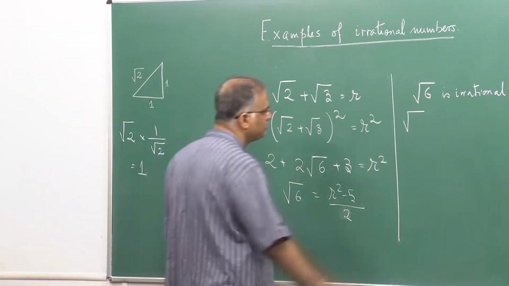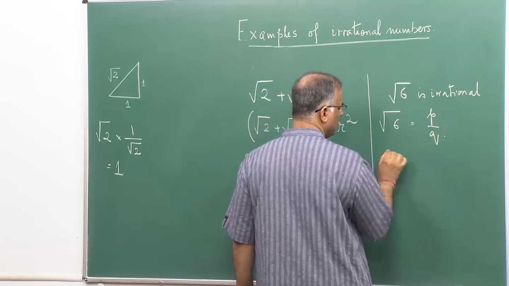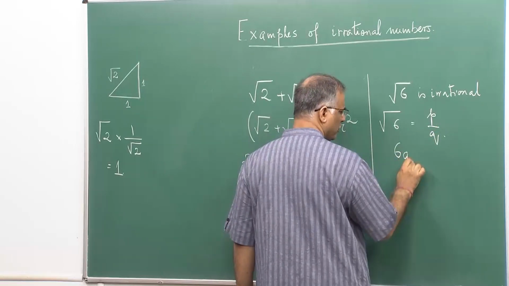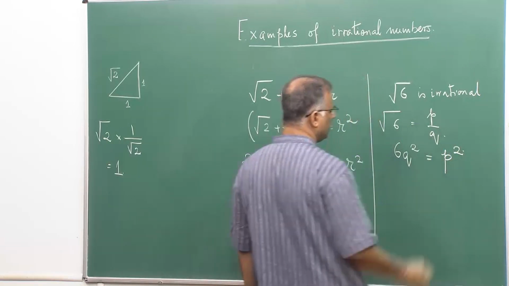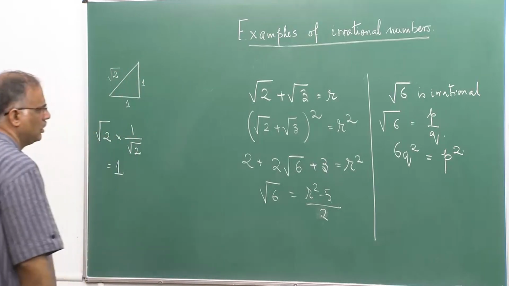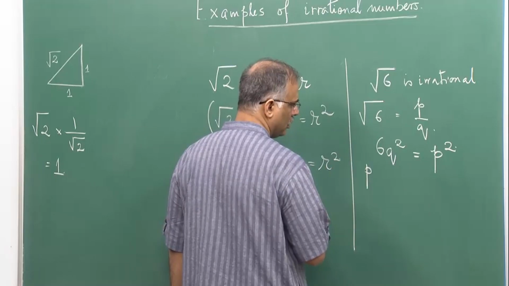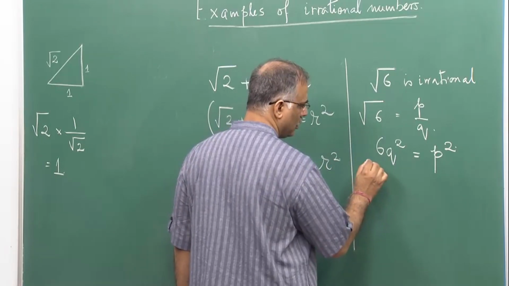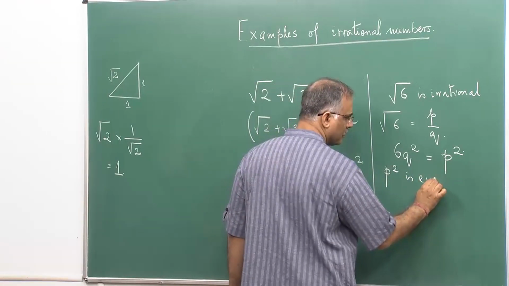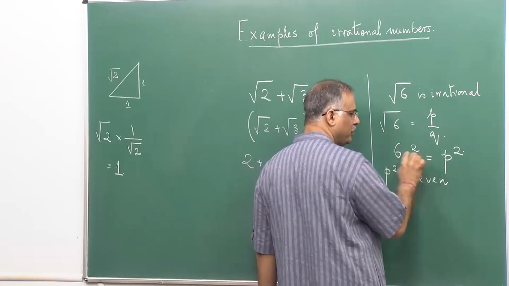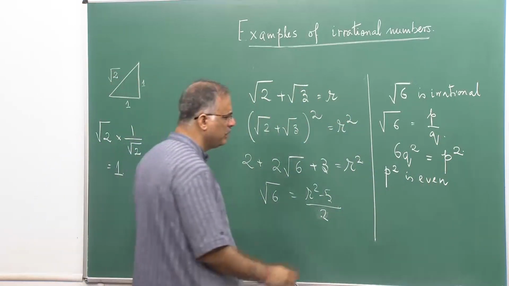So, again if you do it in the form p by q, you will have 6 q square equal to p square. Which means p square is even, naturally, because it is 2 into 3 q square. So, p is divisible by 2. So, p square is even, so it implies p is even.